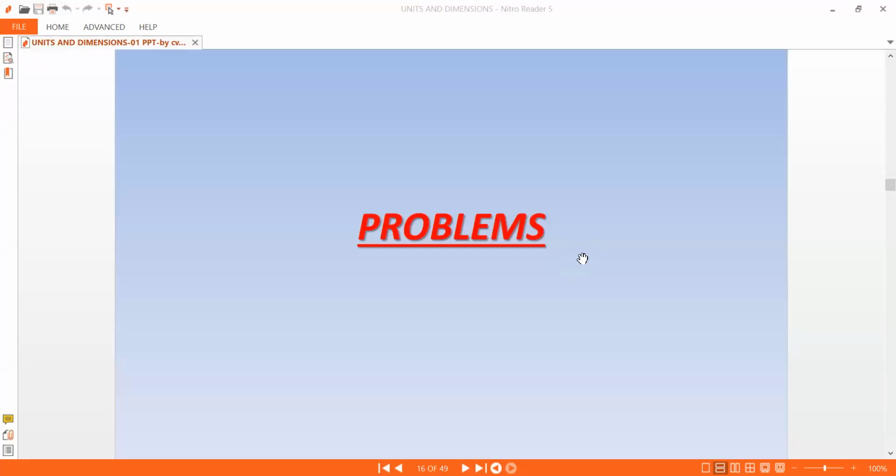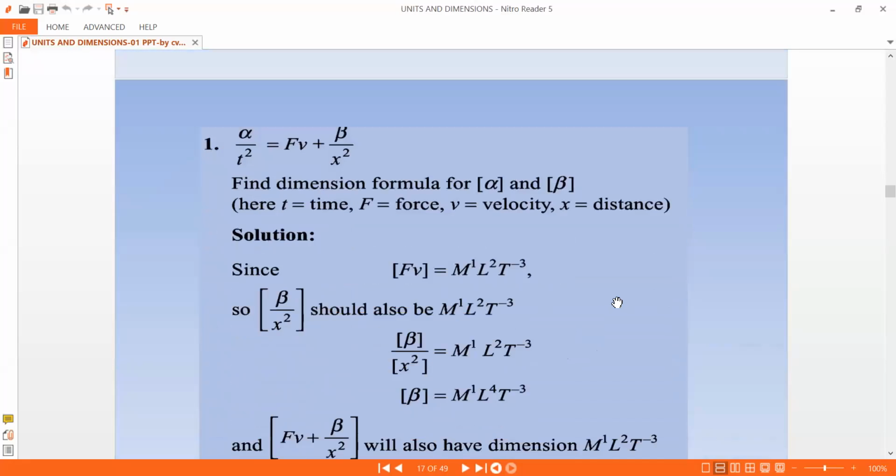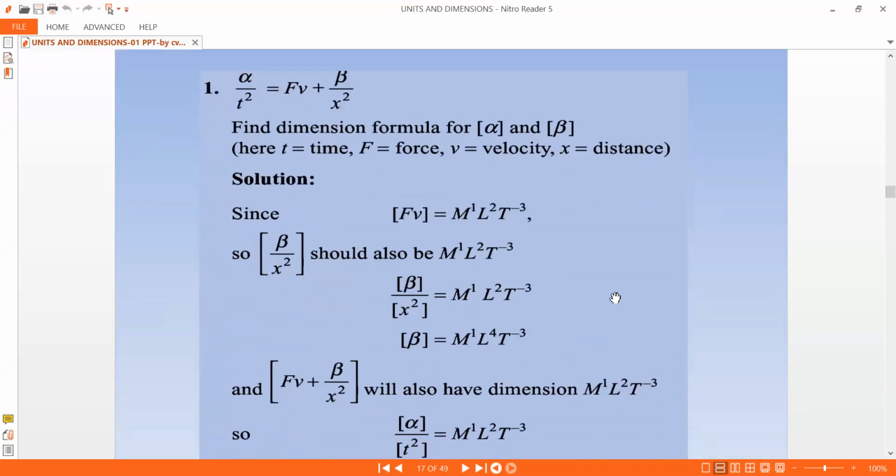Morning, friends. Today we have a problem solving session on units and dimensions. I will go through the problems one by one. So here we have the first problem.